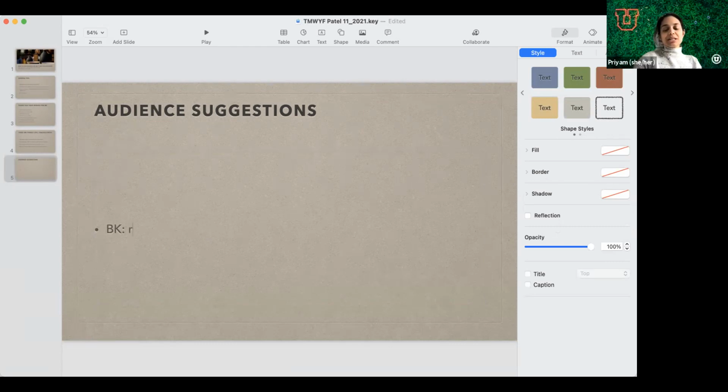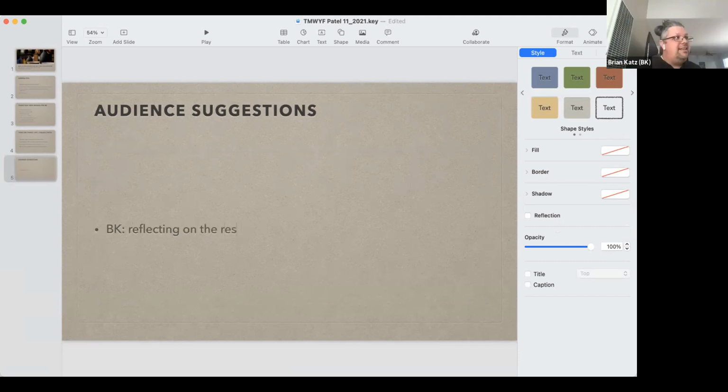So BK, do you think that's more reflecting on the research process? And naming the pieces so we can use them intentionally, yes.